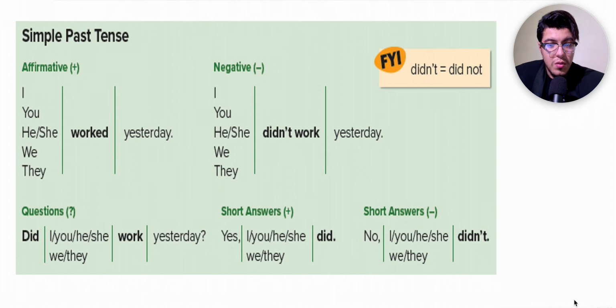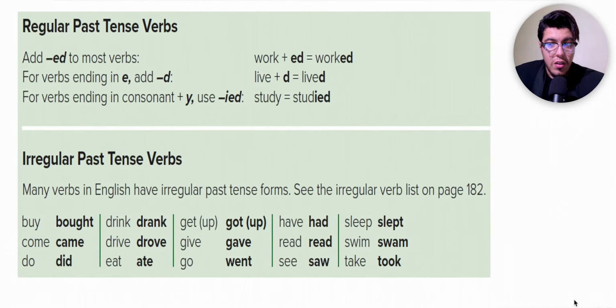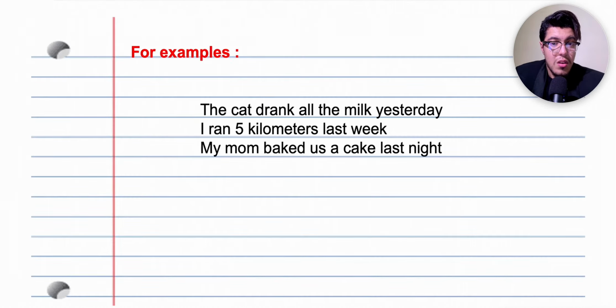Going back to the regular and the irregular verbs, with the regular verbs, as I told you before, we just add ed or d or ied at the end of the verb. Just an exception: if the verb ends with e, we just add d at the end of the verb. And if the verb ends with y, we transform the y to an i and we add ed to the verb. And for the irregular verbs, they change completely. So the only solution is to remember these words.